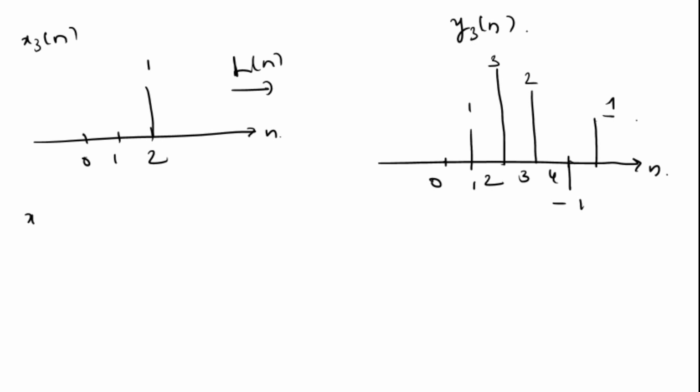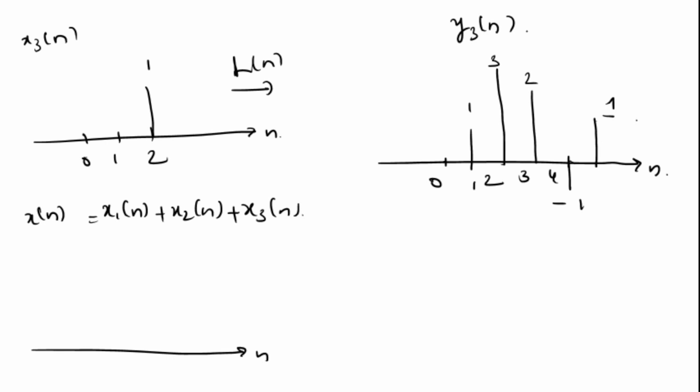Then x of n is equal to, combining all the signals, x1 of n plus x2 of n plus x3 of n. Zero, 1, 2 with amplitude 1.